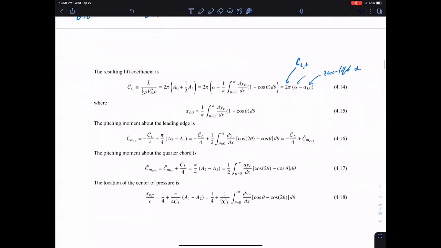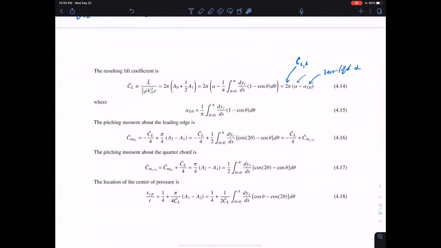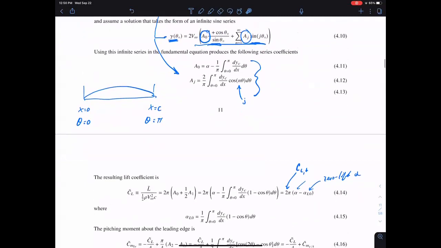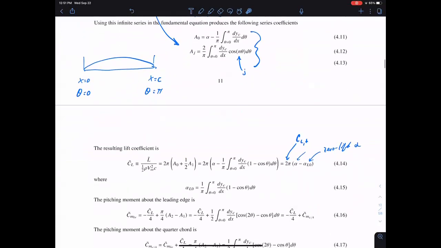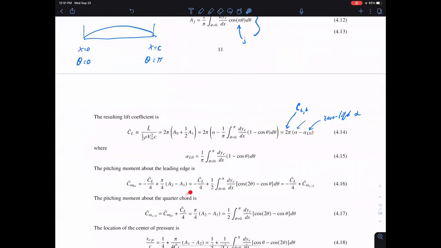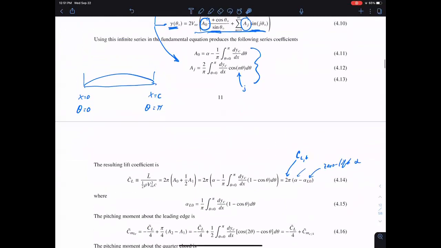Then we can also compute the pitching moment about the leading edge. So instead of just integrating, see, we integrated this over the whole length to get the lift. We can integrate it again over the entire thing and compute it relative to the leading edge to get this pitching moment. So this is the equation for the pitching moment. And it turns out you can compute that by, you just need to know the lift coefficient and then A2 and A1. So those A2 and A1 both come from this equation here.